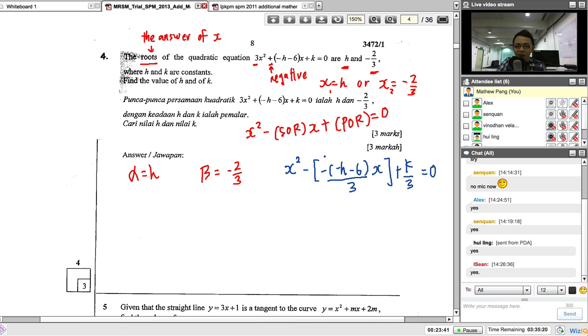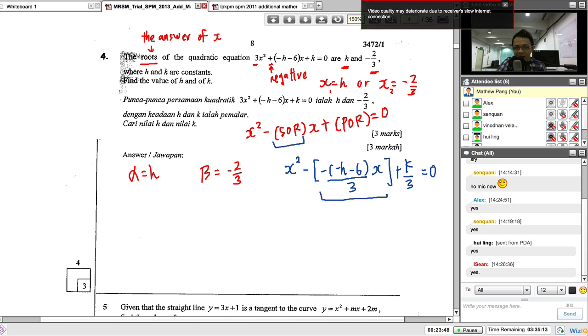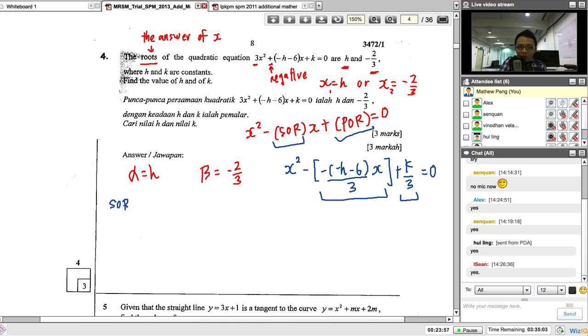Okay, so now I'm roughly in this pattern, do you see? This is my sum of root. This is my product of root. Alright, so I'm going to write something like this. Sum of root will equal, multiplying both negatives gives a positive, so h plus 6 over 3. And then I know my product of root is just k over 3.